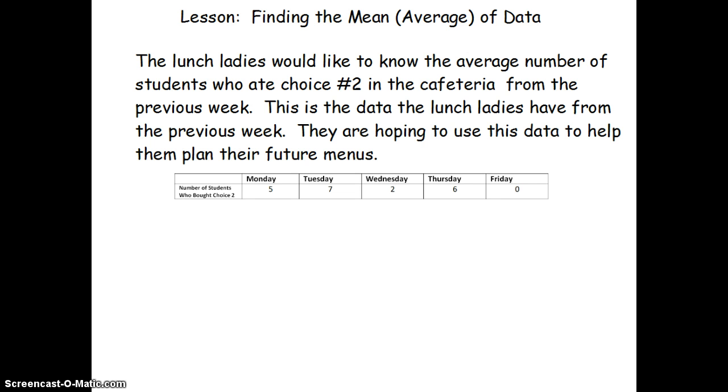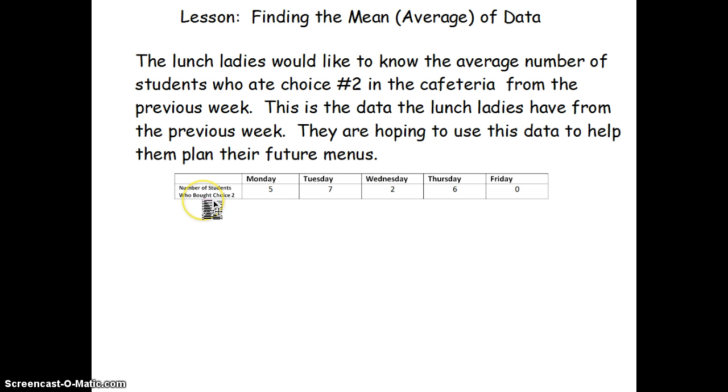Okay, so we're going to jump right in and talk about how we find the average for a set of data. We're going to start off with some easy things first. For instance, the lunch ladies. Here's our problem. The lunch ladies would like to know the average number of students who ate choice 2 in the cafeteria from the previous week. This is the data that the lunch ladies have from the previous week. They're hoping to use this data to help them plan their future menus.